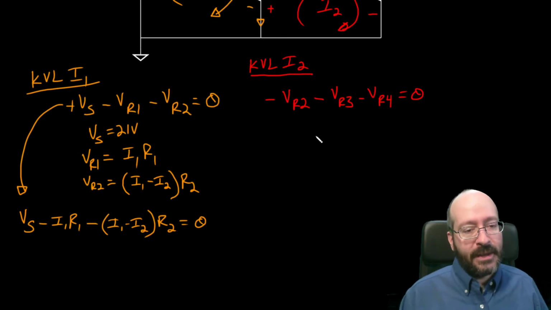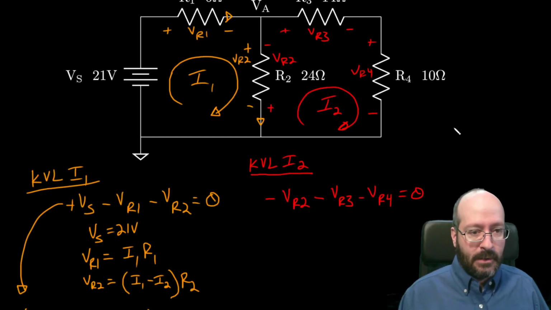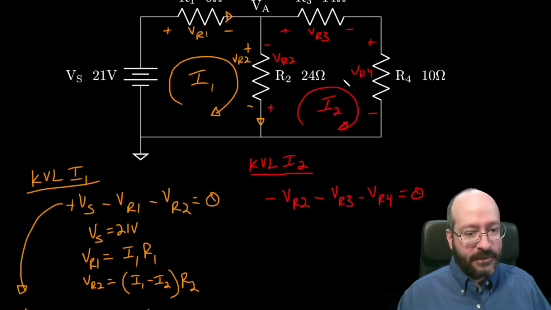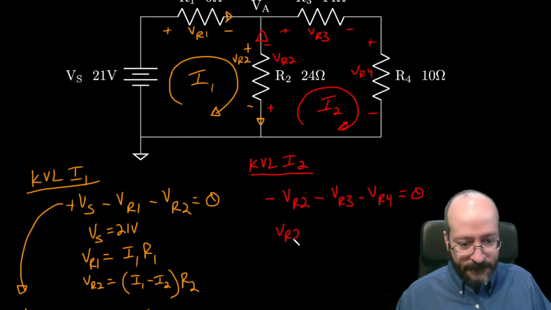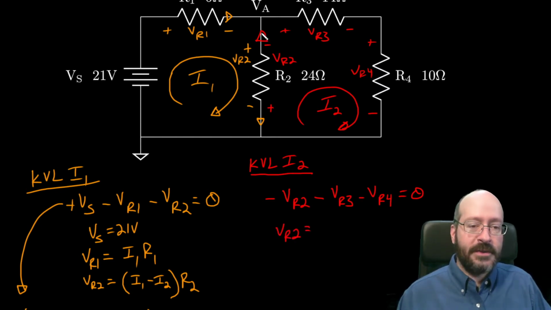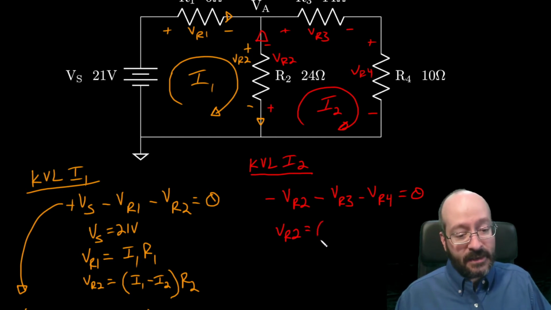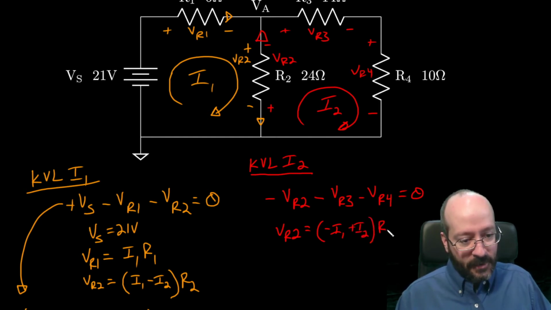Coming over here and playing the same game. Now we're using the red polarities. VR2 is going to be different in this case. According to the red polarity, the positive current direction is going to be up. So VR2 is equal to, well, does I1 touch it? Yes, but now it flows in the negative direction, negative I1. Does I2 touch it? Yes, and it flows in the positive direction. And we multiply by R2.